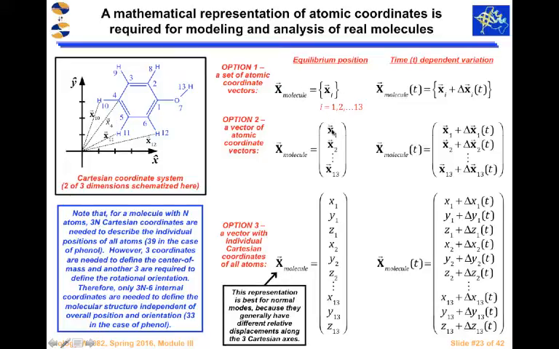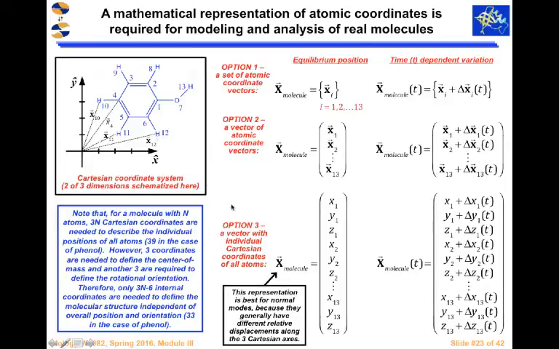We instead could have a sort of vector of vectors, so we have 13 atomic position vectors. We could put those together into a bigger vector, a vector of 13 vectors with 3 components each, or we could have a vector that just describes the Cartesian coordinates of every one of the atoms. This representation is best for the normal modes because they generally have different displacements along the 3 Cartesian axes. Like, it turns out that this H atom is mostly going to vibrate in this direction, so it will vibrate in X and Y, but it doesn't really vibrate much in Z.